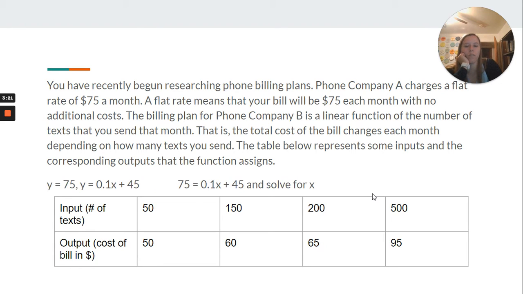So we solve for x then. 75 equals 0.1x plus 45. We get x equals 300. So, until you get to 300, phone company B would be cheaper. But once you get past that, then phone company A would be cheaper.